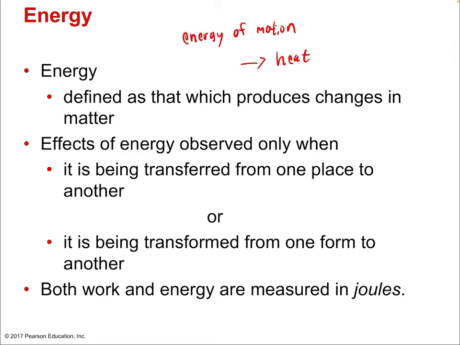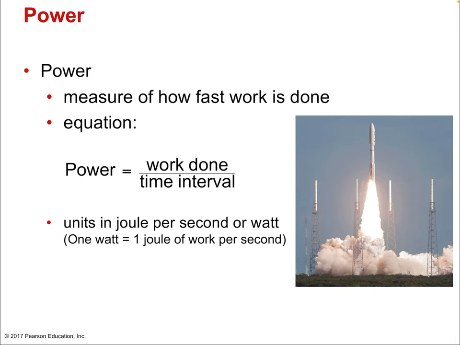So both work and energy are measured in joules. There's that unit, J for joules. It's a unit, that's why I put it in parentheses. Please distinguish between J for joules and J as a variable for impulse. Okay. So that's the definition of energy. We'll see a bit more about it when we talk about it being conserved and related to work. But first, let's do another definition, which is power.